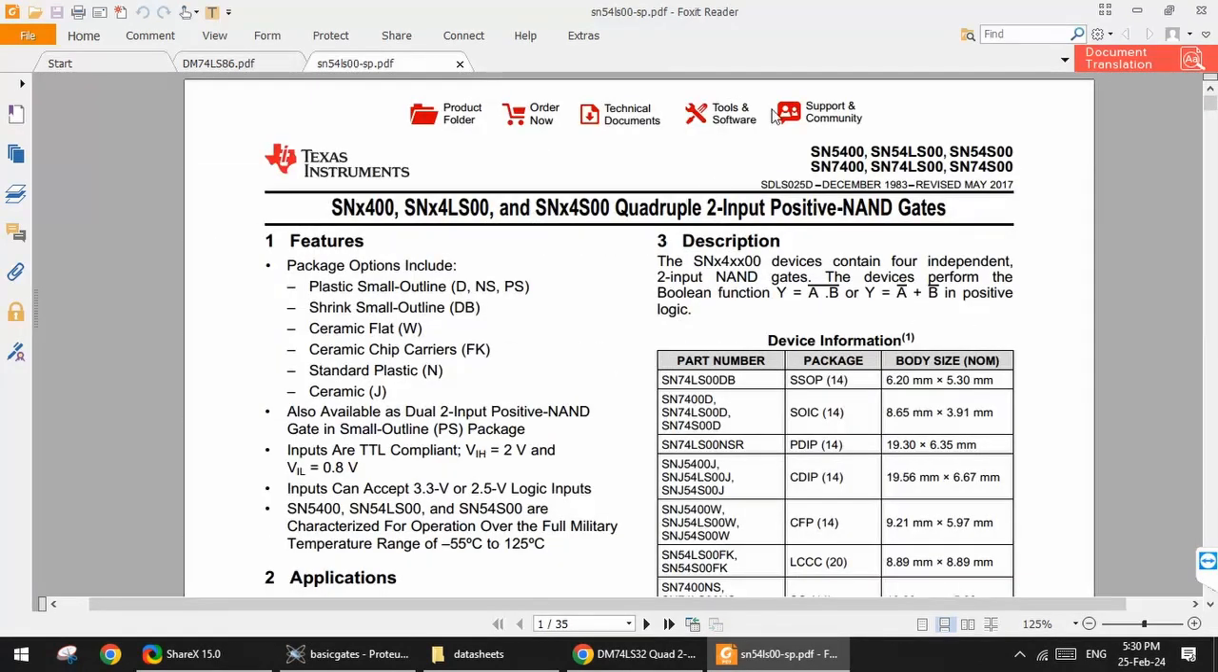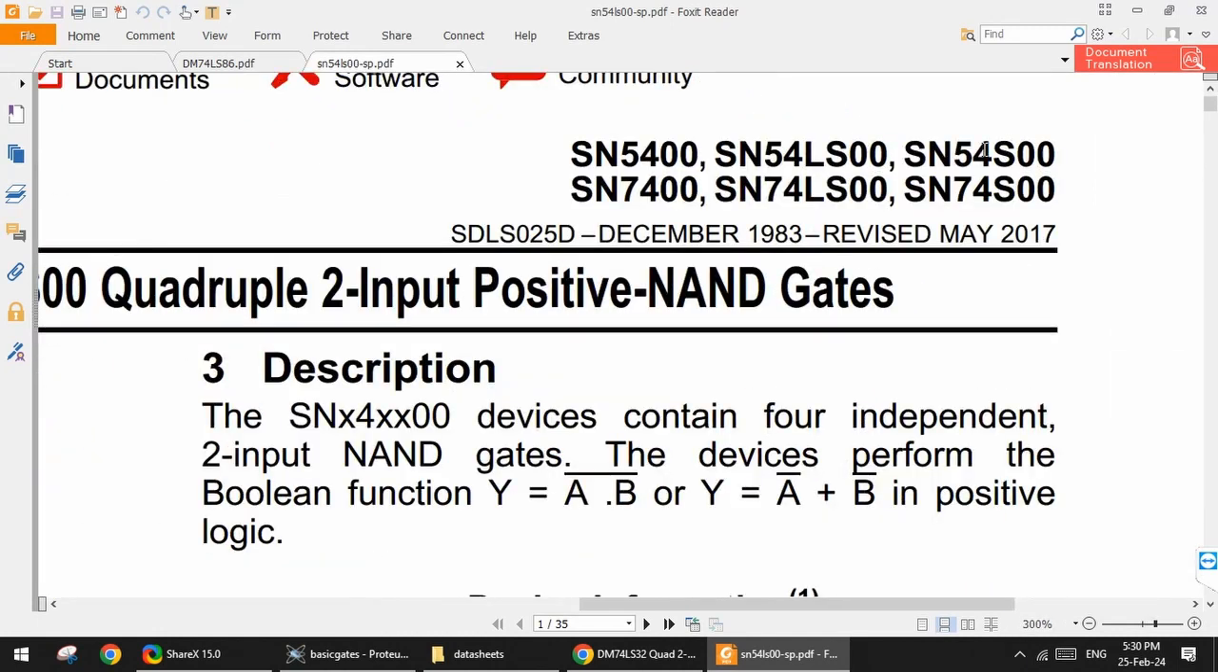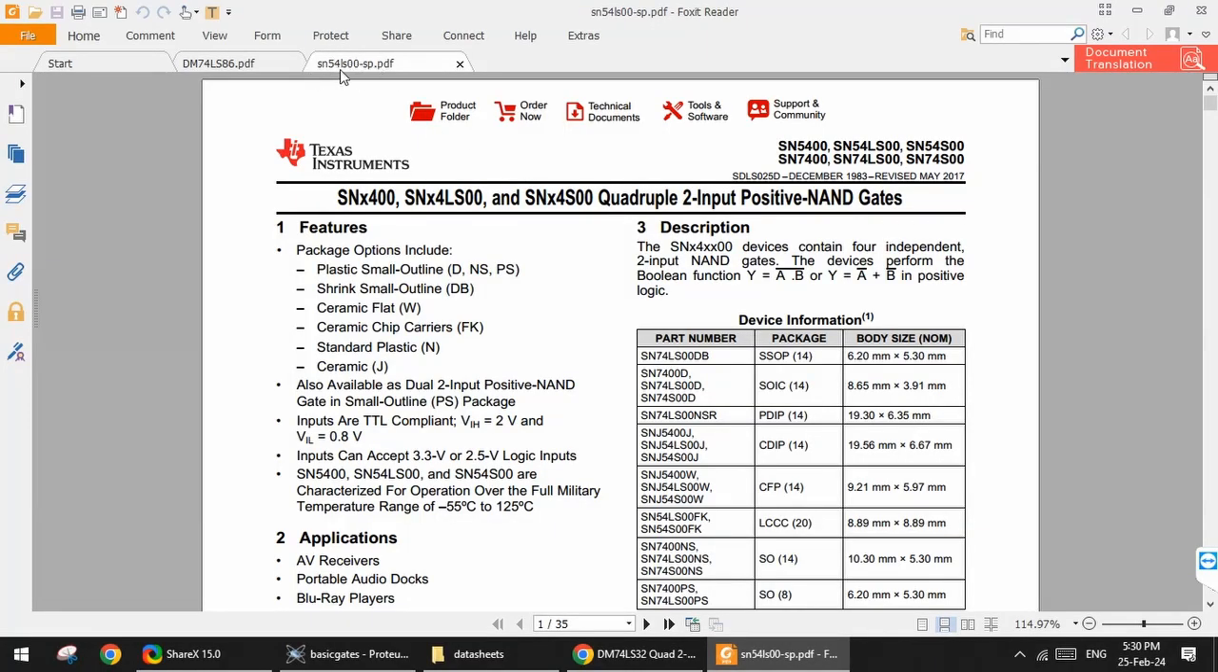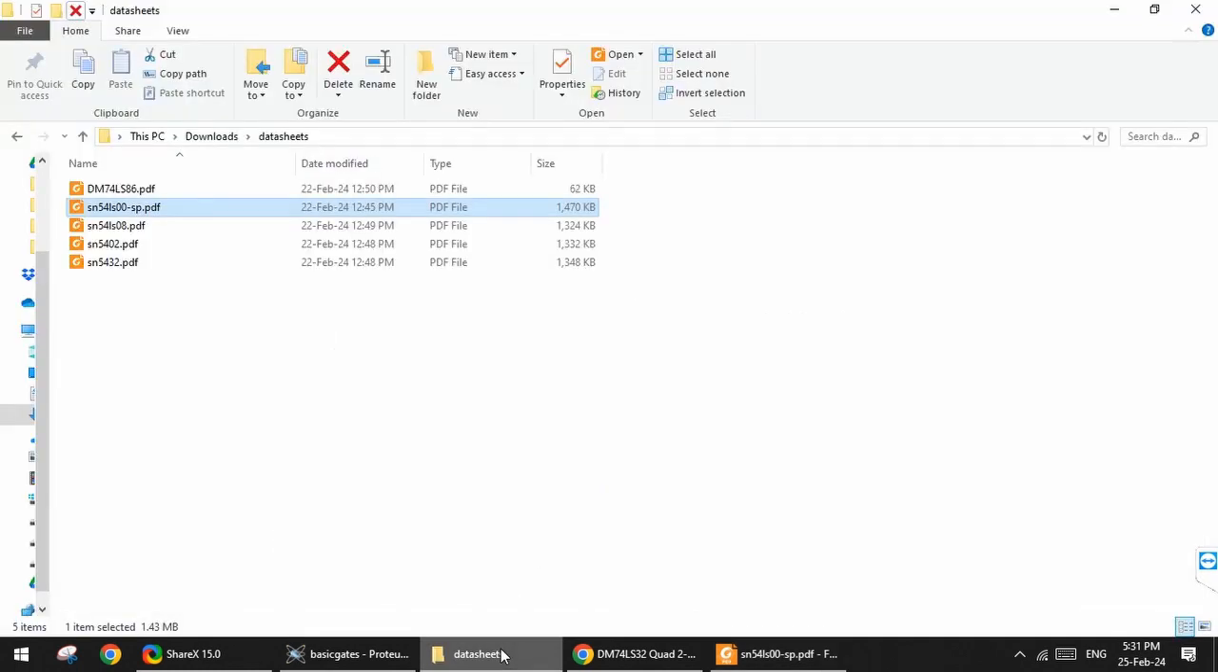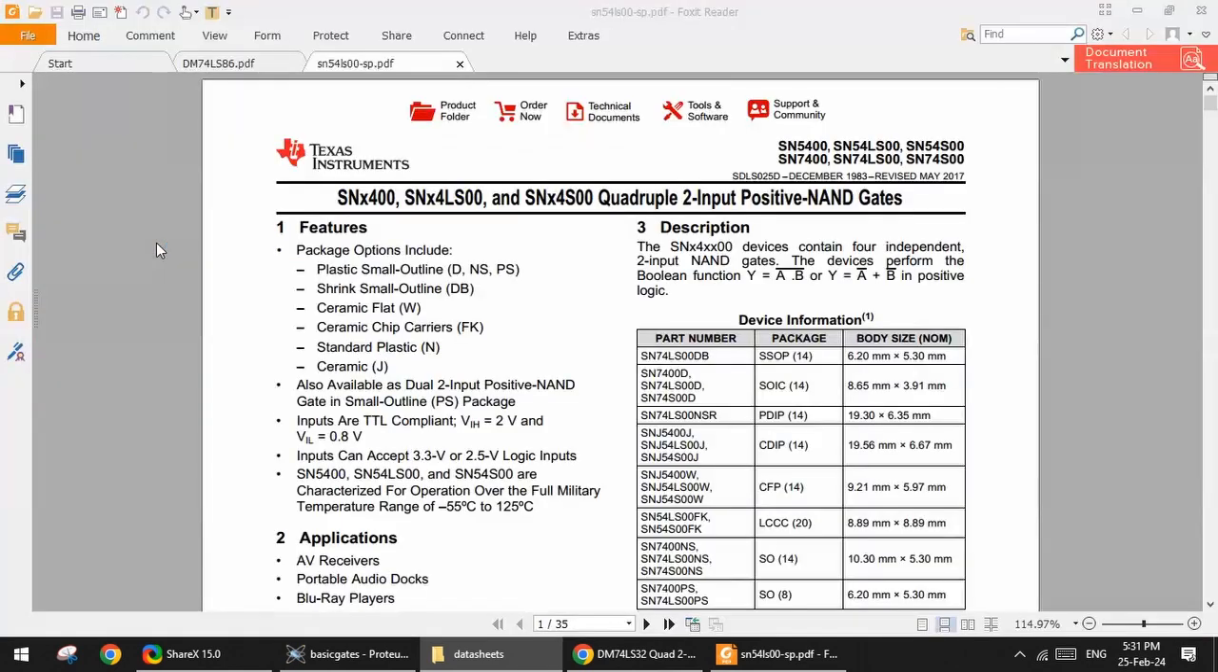So if we go to the top, we can see the same data sheet contains the information for the military grade and the commercial grade. Many times you can see the file name of the data sheet is named maybe using 54 or 74, but inside the datasheet it contains the information for both the commercial and the military grade ICs. Let's go through the other data sheets, maybe 74.